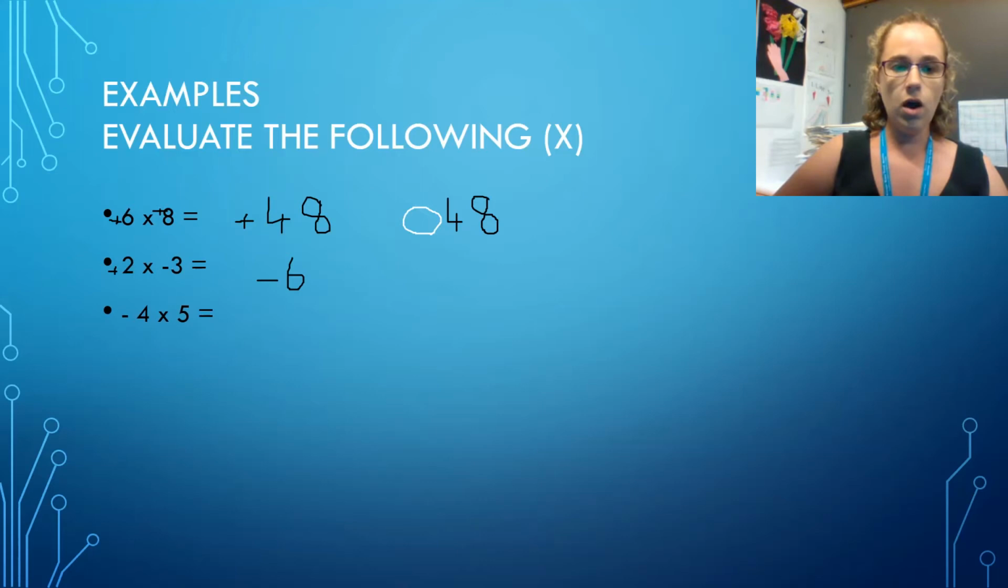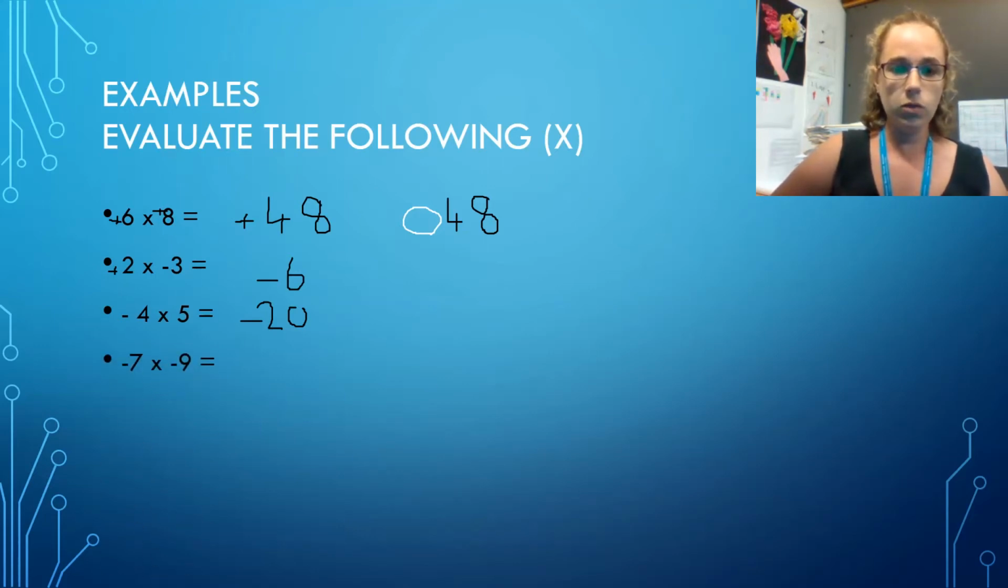For the next one, I have negative 4 times 5. So again, I do attend to the numbers first. So 4 times 5 is 20. And then I look at the signs. I've got a negative and an assumed positive. So that gives me negative 20.